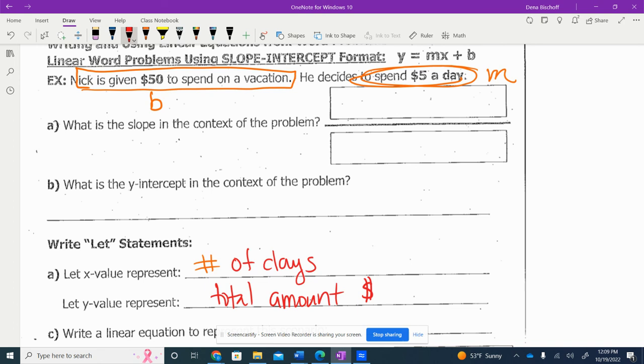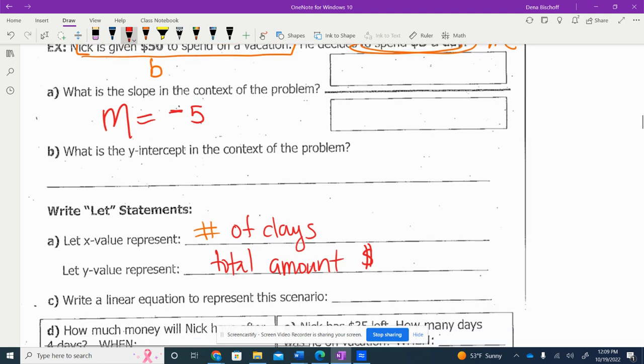So because he's spending the money, is my slope going to be positive or negative? Meaning, is my total amount going up or is it going to go down? It's going down. That means my slope is negative because I'm spending money. It's burning a hole in your pocket is what my mom used to say.